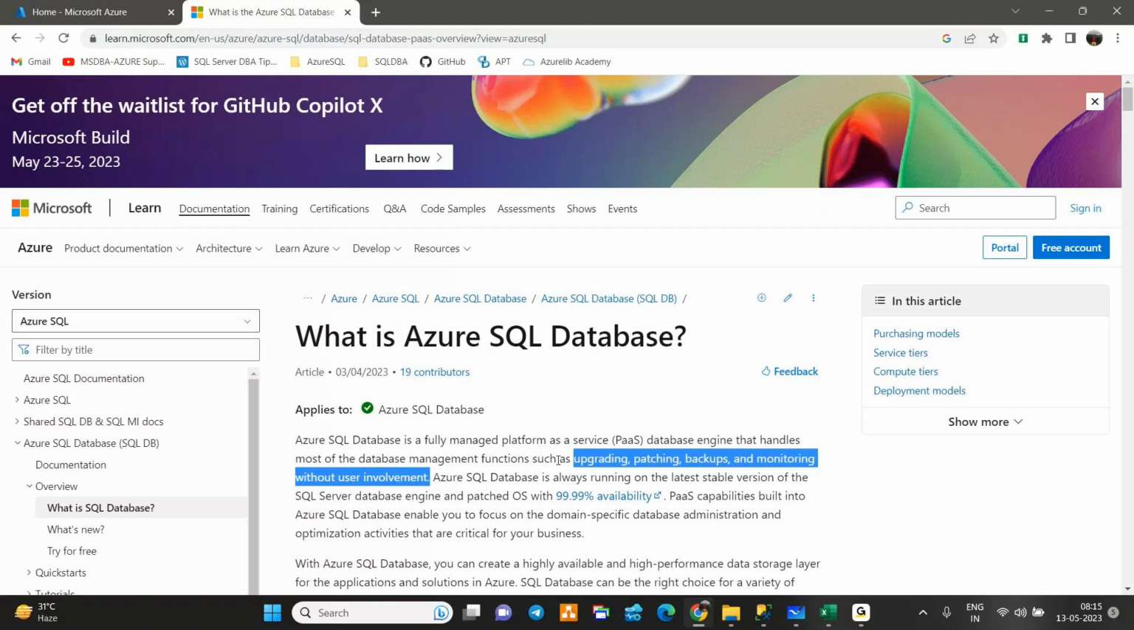So then why did Microsoft come up with MI as a service? Let's first discuss Azure SQL Database. Today we will deploy Azure SQL Database in both the purchasing models or service tiers. Then we will see the major differences you will notice when you compare on premises to Azure SQL Database.